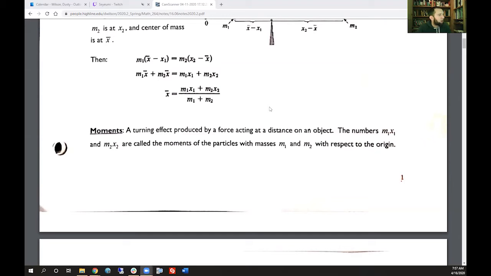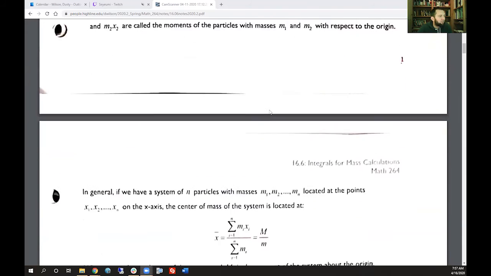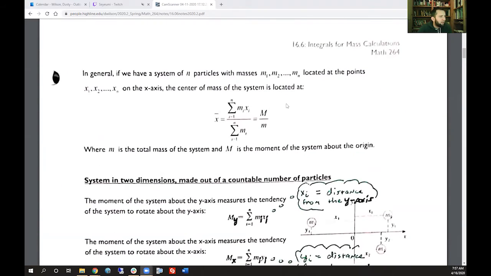Next thing we need to talk about are moments. A moment is a turning effect produced by a force acting at a distance on an object. So I think about this as the tendency to rotate. In order to find the tendency to rotate, we're always looking at the mass, the amount of stuff there is at any given point, and then also the distance the point is from whatever our 0 point is.